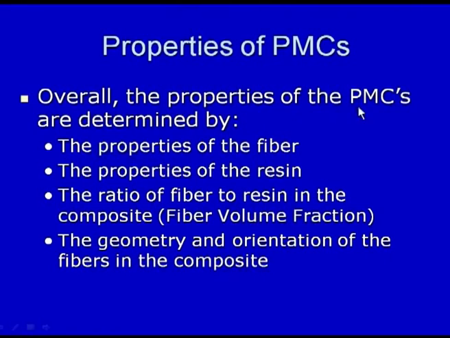Now, what are the properties of the PMCs? As in the previous slide we have seen, the properties are dependent upon the properties of the fiber and the property of the matrix. So, here we can see on your screen, overall the properties of the polymer matrix composites are determined by the properties of the fiber, the properties of the resin, the ratio of fiber to resin in the composite, which is called the fiber volume fraction, and the geometry and the orientation of the fibers in the composite.